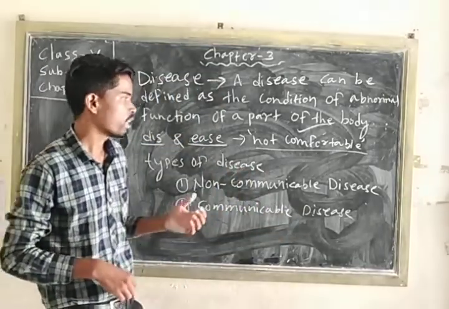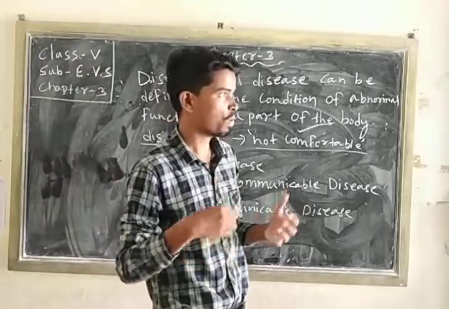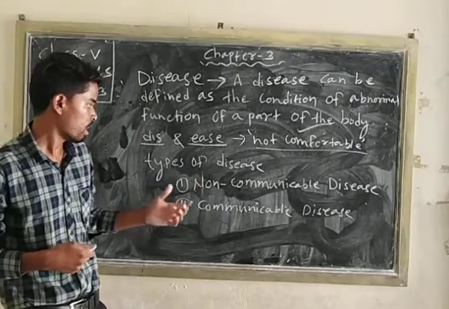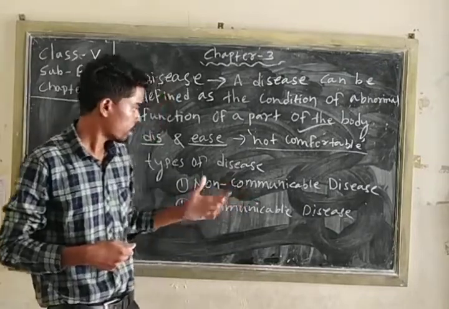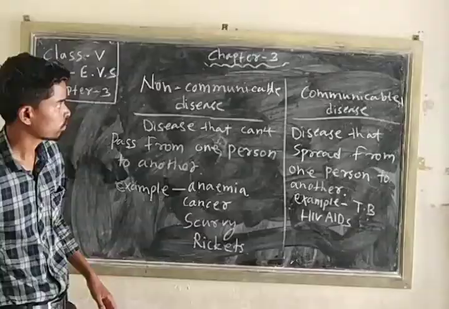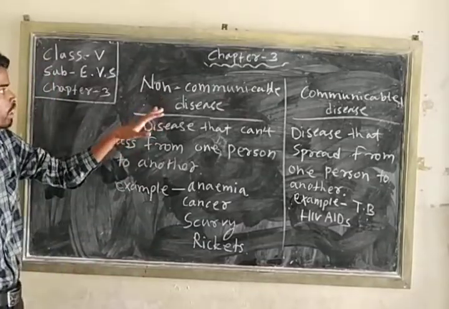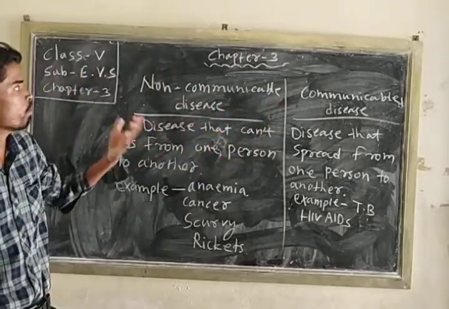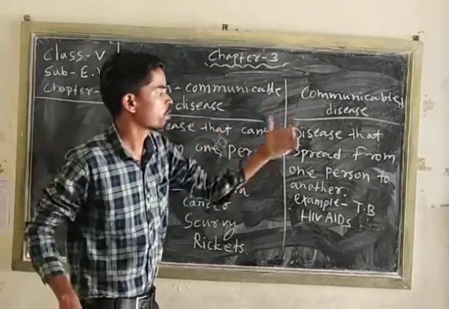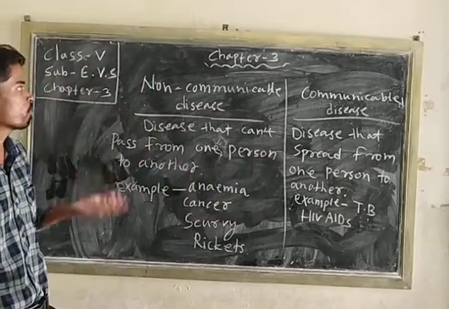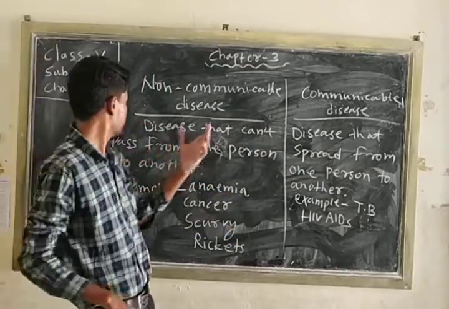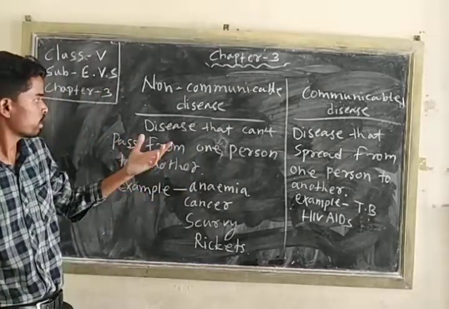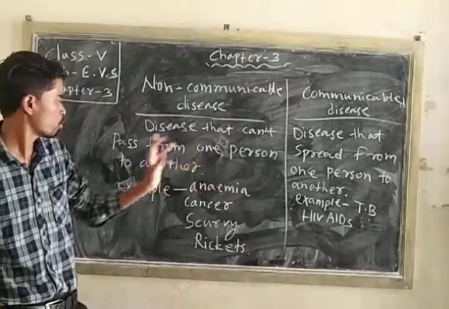Okay, so nowadays there is one type of virus, that is the coronavirus. Okay, students, now here is a table of the difference between non-communicable disease and communicable disease. So what is non-communicable disease? A disease that cannot pass from one person to another. Okay, a disease that cannot pass from one person to another.